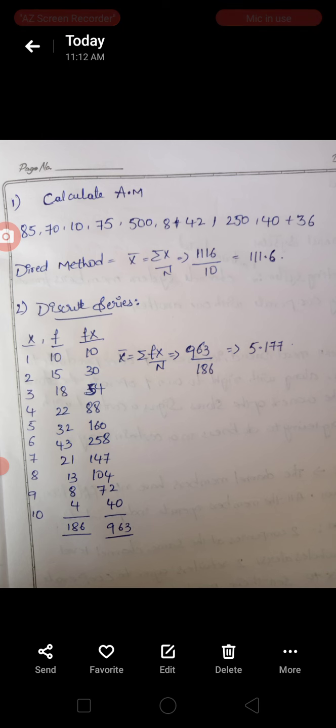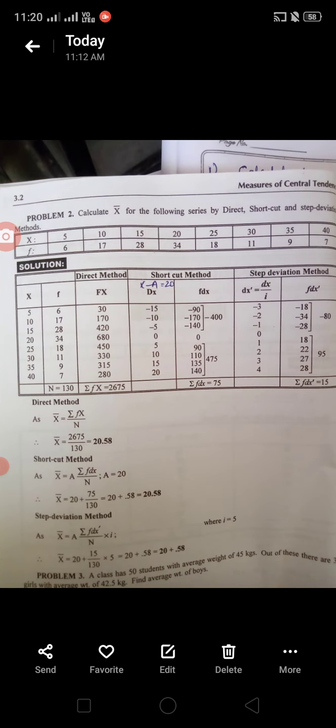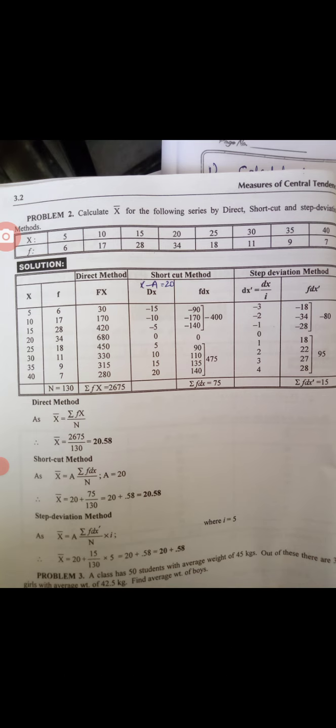In discrete series we have three methods. So see this problem. Calculate arithmetic mean for the following series by direct, shortcut and step deviation method. So in discrete series we have again three methods, that is direct, shortcut and step deviation method. As usual, x values are given, f values are given, and the direct method formula is x bar equal to summation fx by n. So we have to find out fx. So how will you get fx? Frequency into x values. Both values you have to multiply in order to get fx.